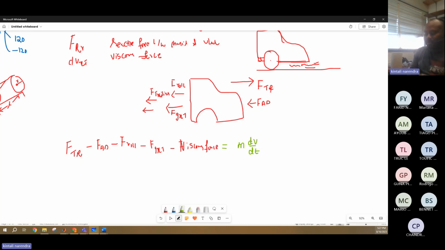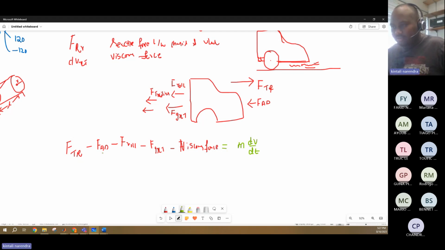Guys, are you with me? So what I meant is whatever force you are generating because of the drive system should be much higher and needs to overcome all these forces. Only then can you make your vehicle move.